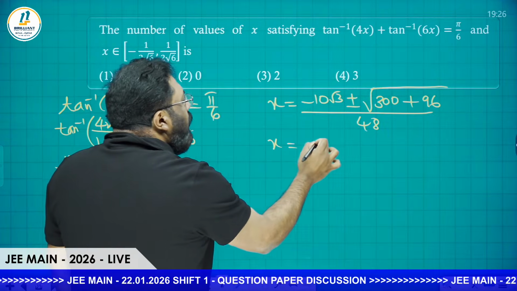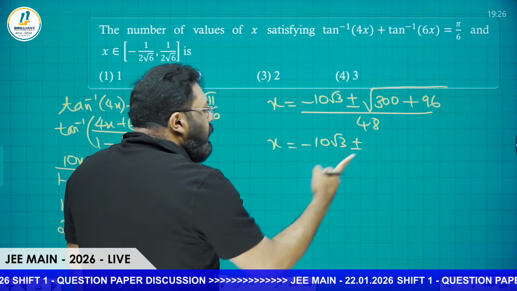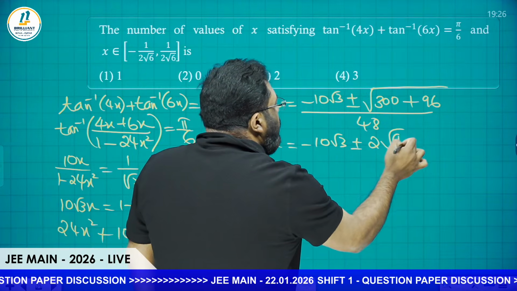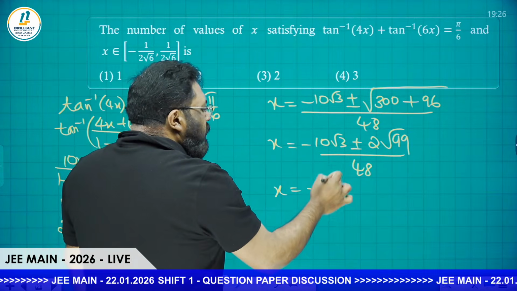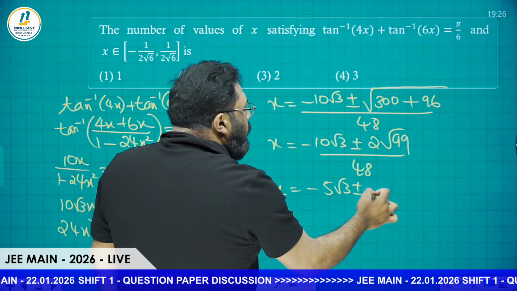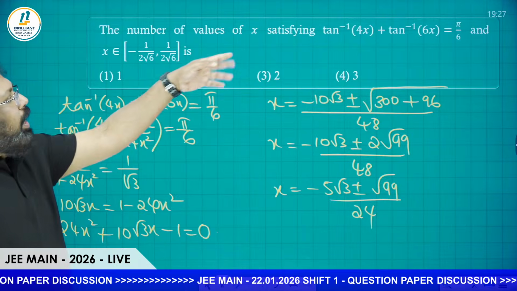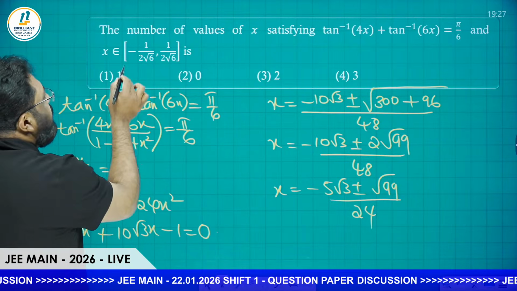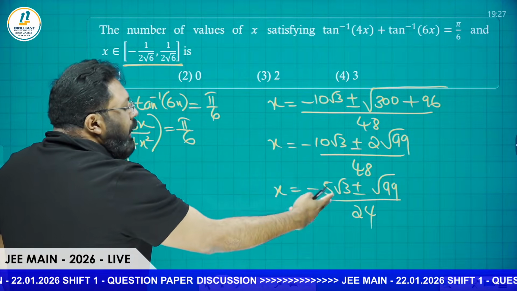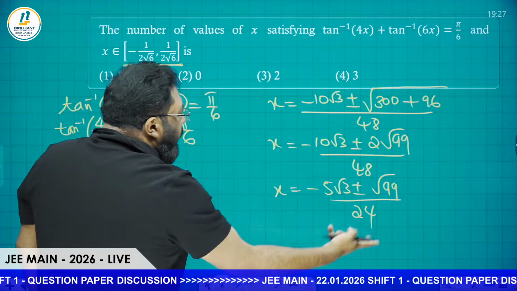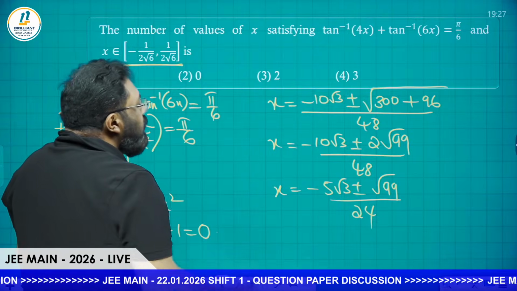So you got x is equal to minus 10 root 3 plus minus root of 396. It's going to be 2 root 99, divided by 48. So x is equal to minus 5 root 3 plus minus root 99 divided by 24. They are asking how many values of x will satisfy, because they said x lies between these two. We will not take the negative side because minus 5 root 3 minus root 99 divided by 24 is beyond this domain.